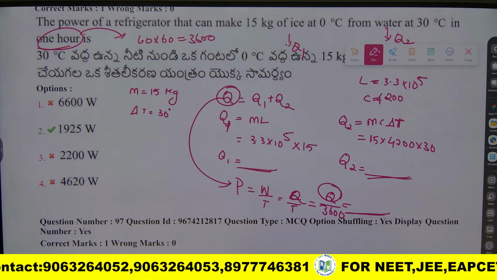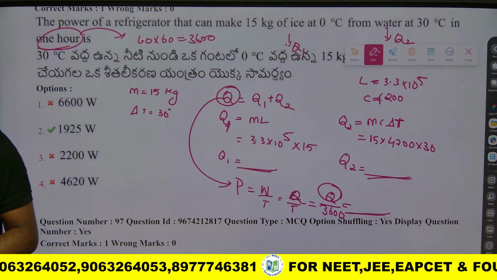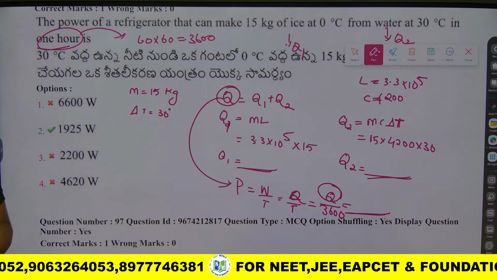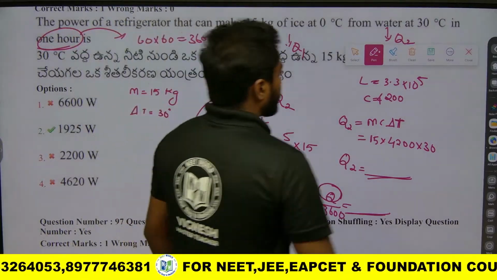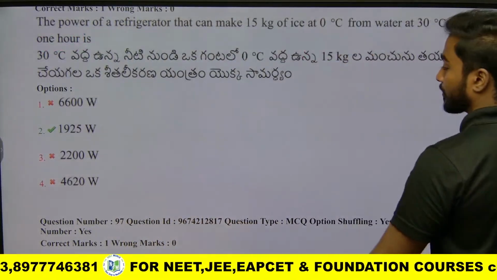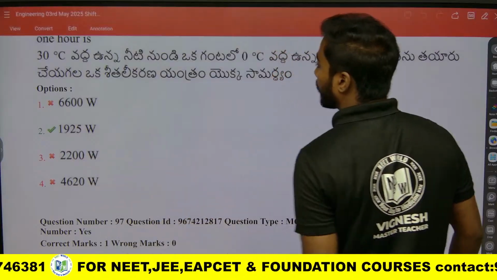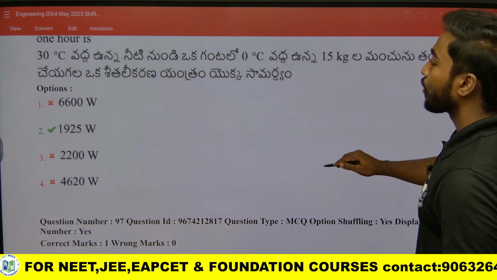We'll go for the next question. So the answer for the given question is 1925 watt. So once you complete it, you can cross check it.